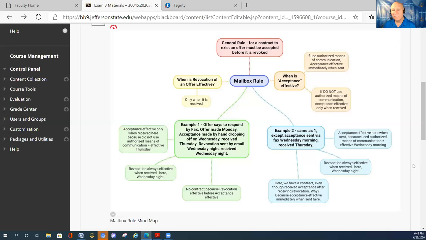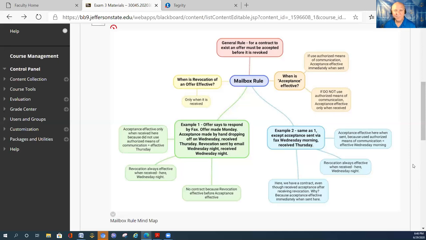Well, guess what? Now, even though you get my acceptance sooner, since you did not use the authorized means of communication, it's not effective until you receive it. Well, I received your revocation on Tuesday. Which one is effective first? The revocation. In that case, even though I got your acceptance earlier than the other one, there's no contract.